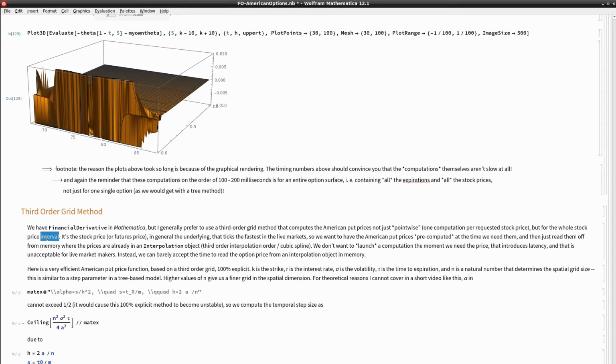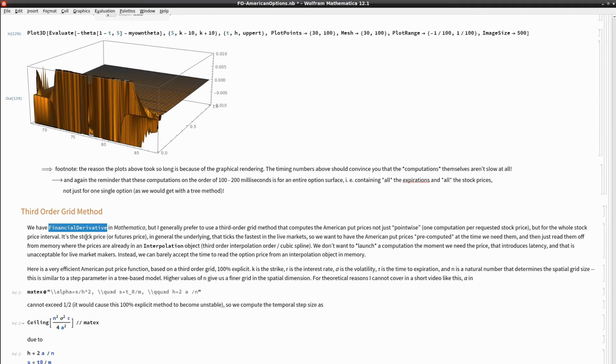I'm sure by now you can believe me. I don't want to submit a computation for just one value. I want to get an entire one-dimensional interval, maybe two-dimensional interval. So we definitely want to improve over the simple financial derivative function in Mathematica.